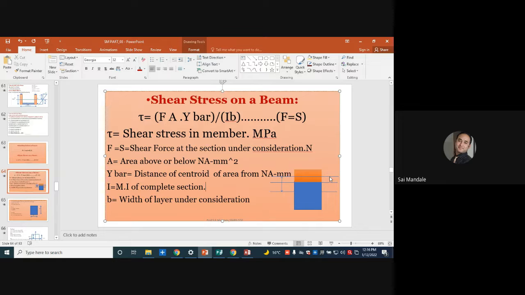So it has a unit in mm. I is the moment of inertia of the complete section, so it has unit mm to the power 4, and b is the width of the layer under consideration, so it is in mm. F is the shear force, A is the shear area, y bar is the distance of the layer from the centroid, I is the moment of inertia and b is the width of the layer. So tau is equal to F A y bar upon I b.